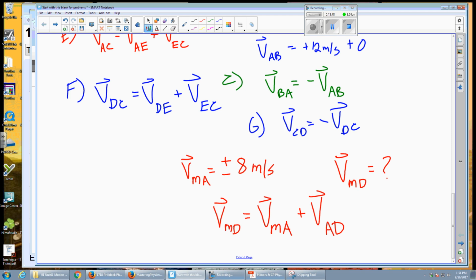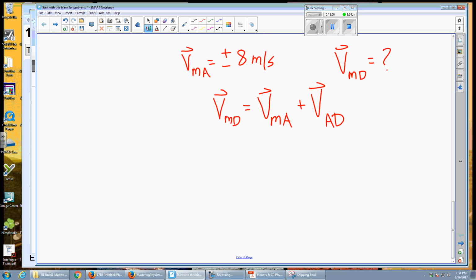So we would have to do a little side here. Velocity of A to D would equal velocity of A to the Earth plus the velocity of Earth to D. Oh, I know A to Earth. I know E to D, right? Because I know D to E, and it's just the reverse of it. Yes? And so I can figure that out.